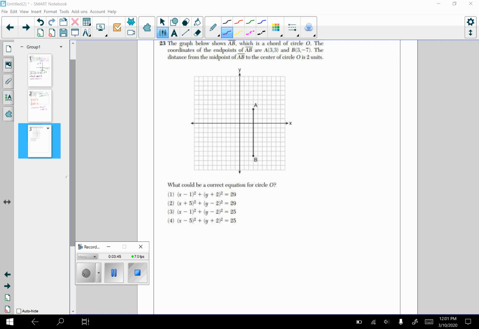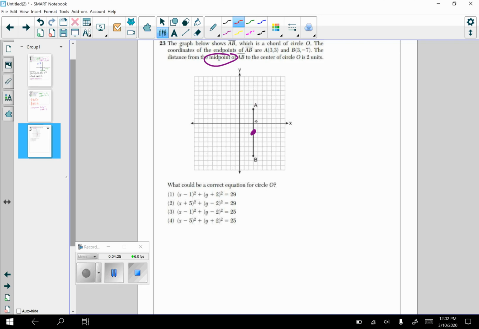Key word here, it says midpoint. So if this says midpoint, we have to find the midpoint of AB. It's a nice vertical line. All we have to do is count and take half of it, and it's 8 units long. So if I count 4, 1, 2, 3, 4, it will take me to the point (3, -2). It says the distance from the midpoint of AB to the center of the circle. We now know that the center is 2 units from that point.